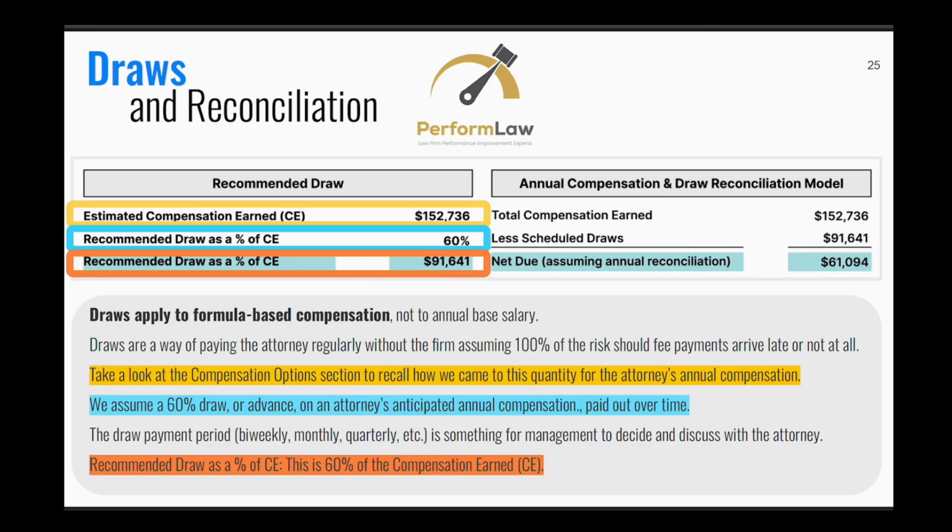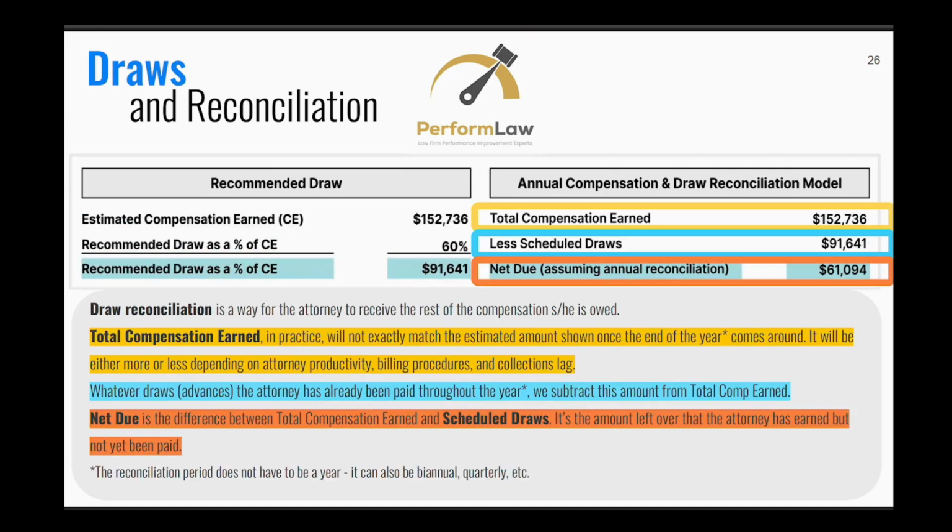Now let's talk about draws and reconciliation. So a draw is like an advance on the attorney's expected compensation in the case where the attorney receives a formula and not an annual base salary. So we usually recommend a 60% draw. So whatever their estimated compensation earned is supposed to be, we recommend that they receive 60% of that up until the reconciliation, which can be semi-annual, it can be quarterly, different firms do it at different times.